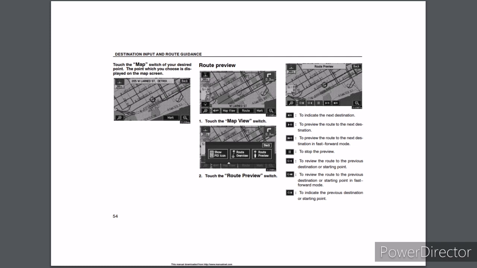Route Preview. Step 1. Touch the Map View switch. Step 2. Touch the Route Preview switch. To indicate the next destination. To preview the route to the next destination. To preview the route to the next destination in fast forward mode. To stop the preview. To review the route to the previous destination or starting point. To review the route to the previous destination or starting point in fast forward mode. To indicate the previous destination or starting point.